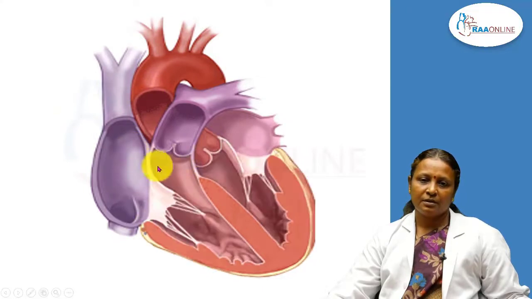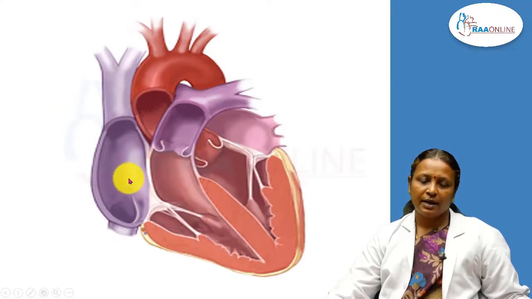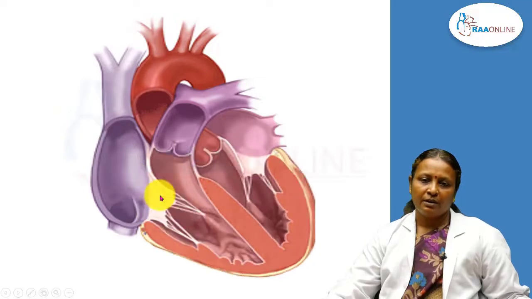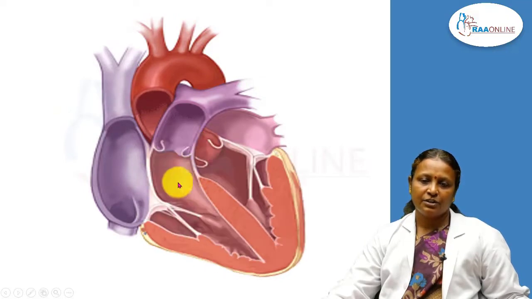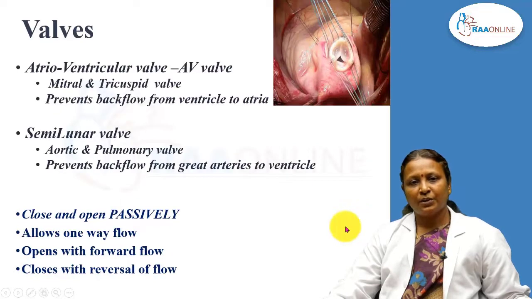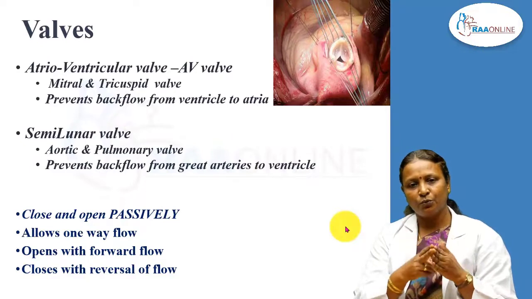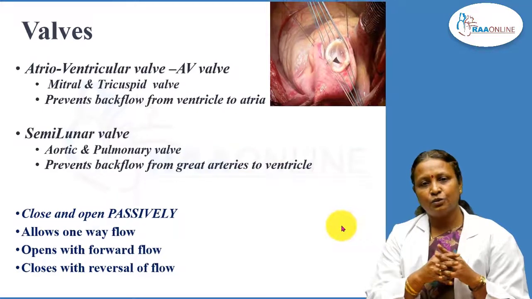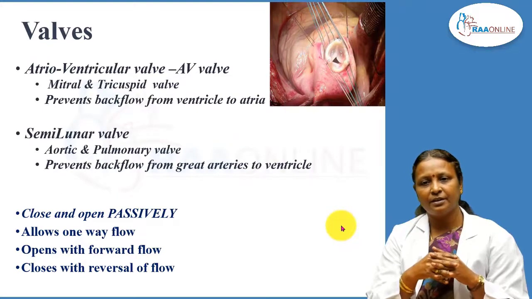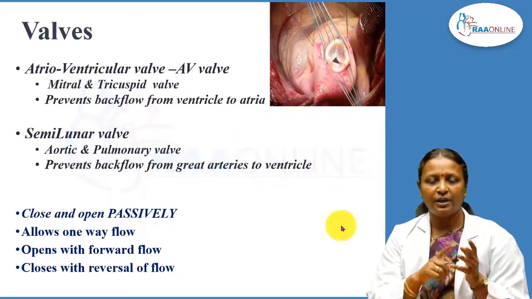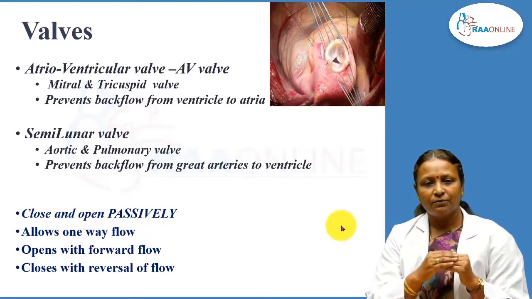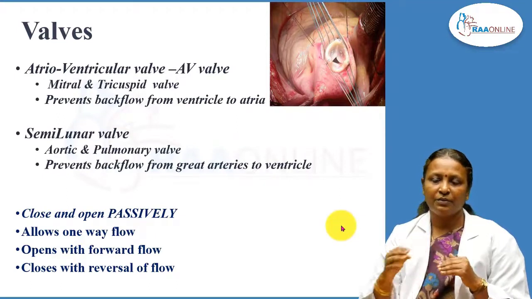You have valves guarding the entry of the ventricles and the exit region of the ventricles. The atrioventricular valve is the valve between the atrium and the ventricle. You have two valves, the mitral valve and the tricuspid valve. The function of this valve is to prevent backflow of blood from the ventricle into the atria. You have the semilunar valves, the aortic and the pulmonary valve. These valves prevent backflow from the great arteries into the ventricle.